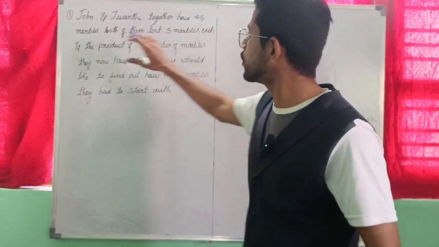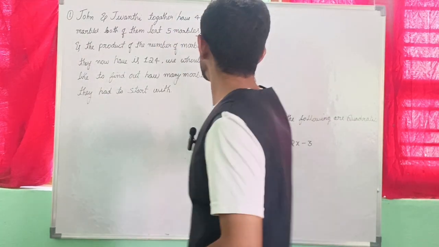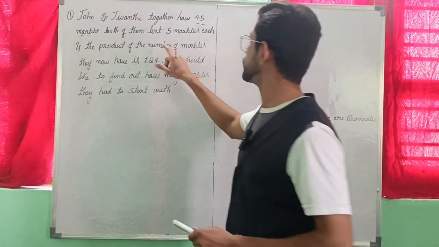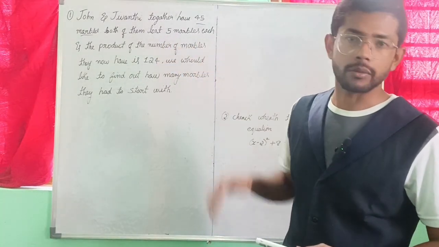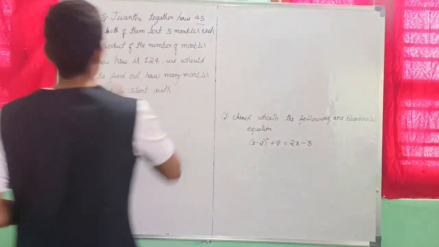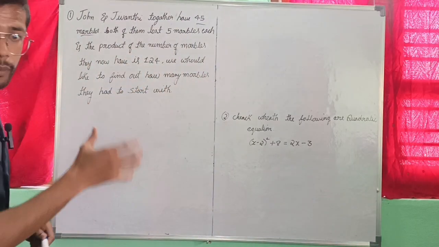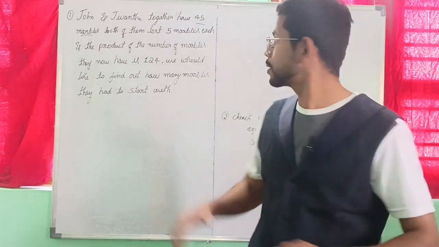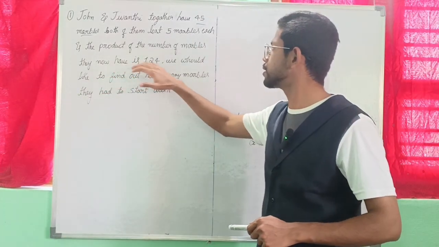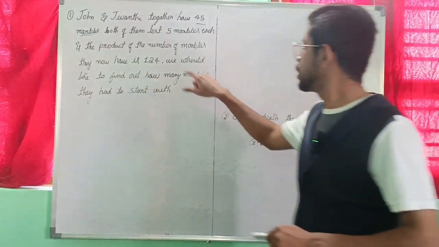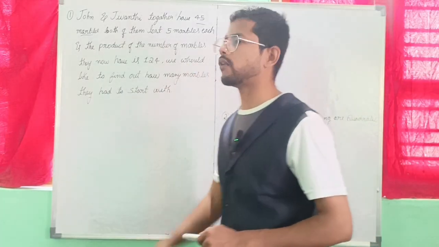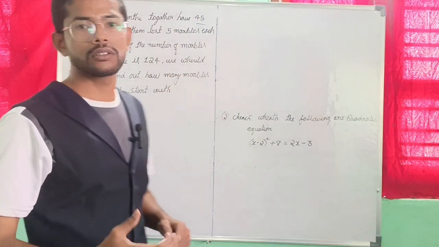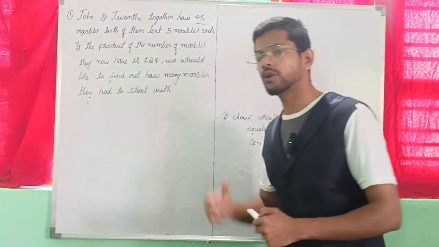John and Jivanti together have 45 marbles. Both of them lost 5 marbles each, and the product of the number of marbles they have now is 124. We would like to find out how many marbles they had to start with.